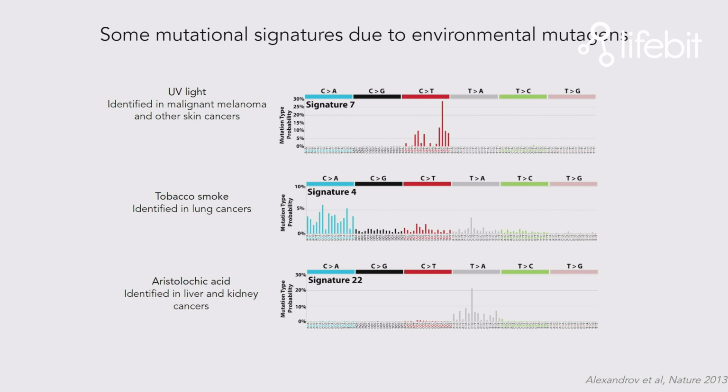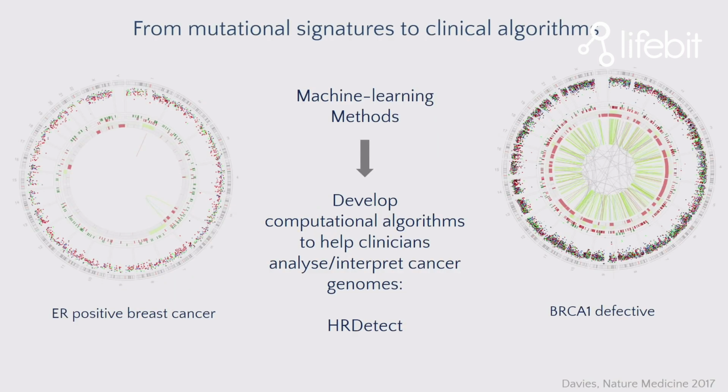And these are examples of signatures from outside the cell, from your environment. You get that top one, signature 7, in ultraviolet radiation exposed skin cancers, the middle one from tobacco in lung cancers, and the one at the bottom is aristolochic acid that you find in liver and kidney cancers. Okay, so that's just to give you some examples.